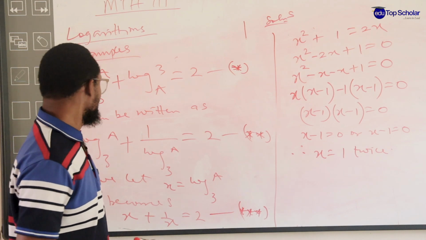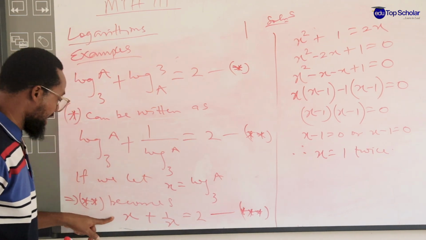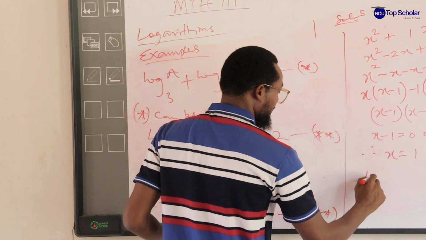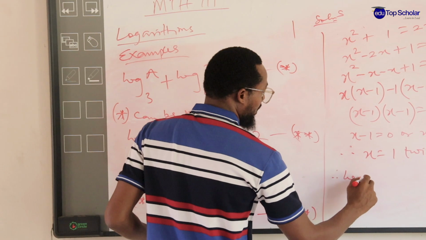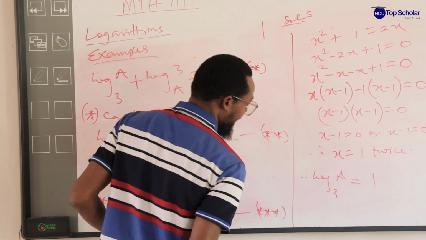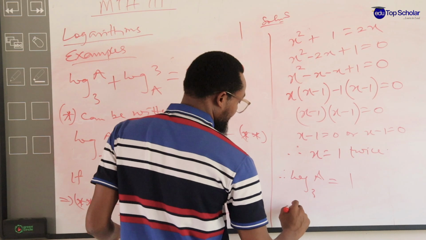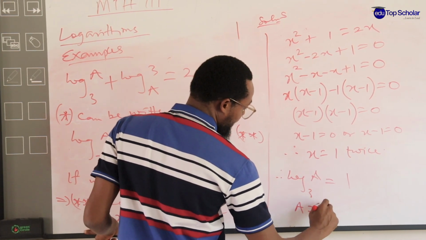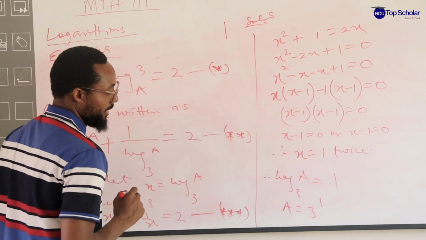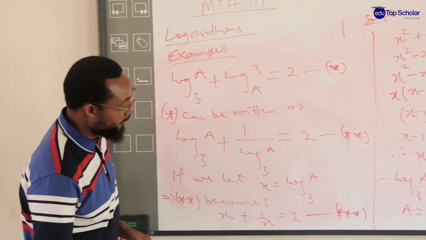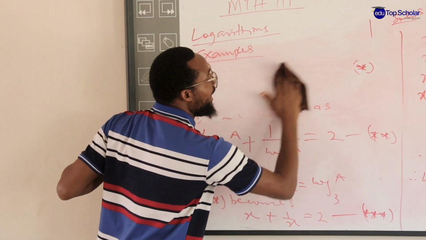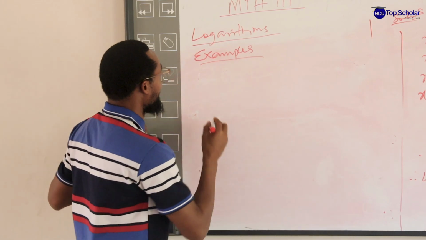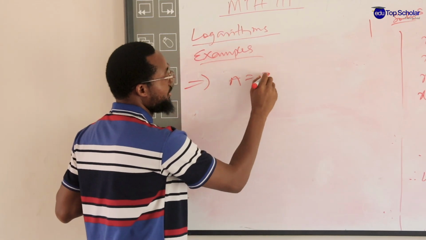So, since we have represented our log A base 3 as x, therefore, log A base 3 is equals to 1. And if we are writing this in its initial form, we have A equals to 3 raised to power 1. And therefore, our answer here, this implies that our A is equals to 3.